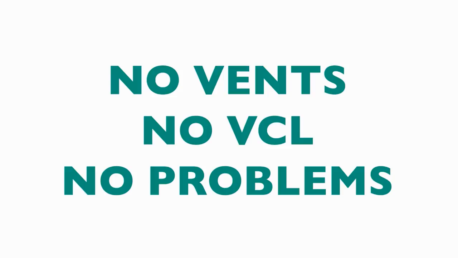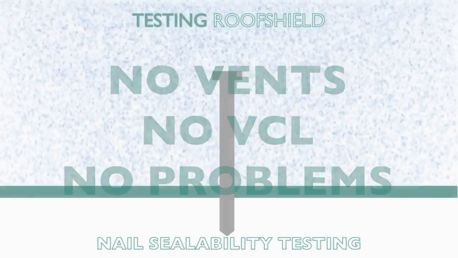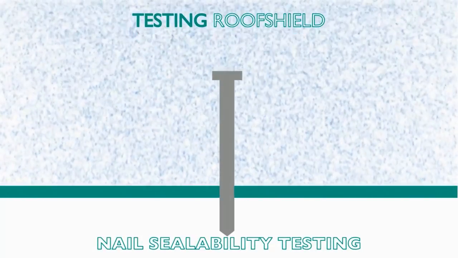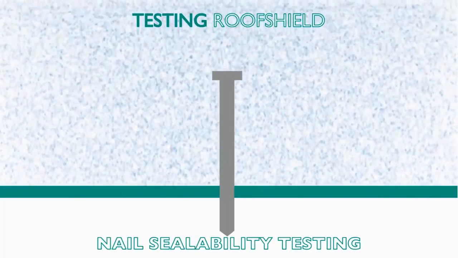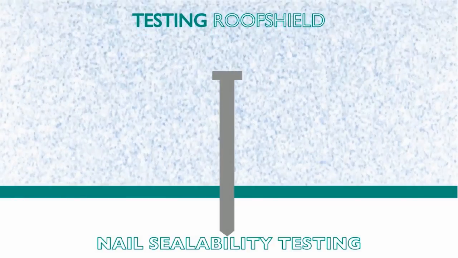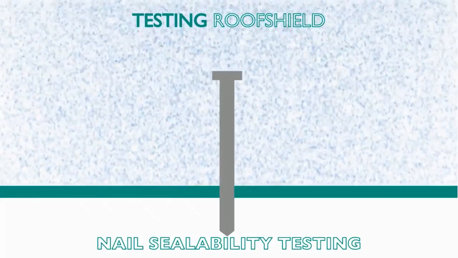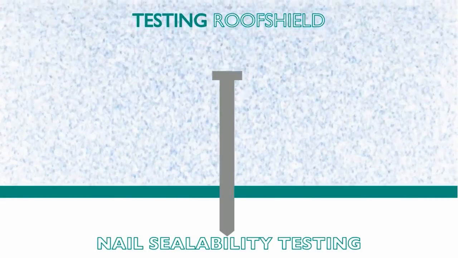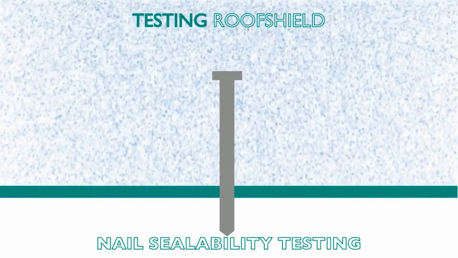The final testing topic we'll consider is nail sealing against water ingress. There has always been a concern that when using breathable fabrics that water may track into the roof through the holes made by fixings, particularly if the membrane is not draped to provide a runoff channel. To put this concern to test, nail sealability testing has been conducted on the roof shield membrane.